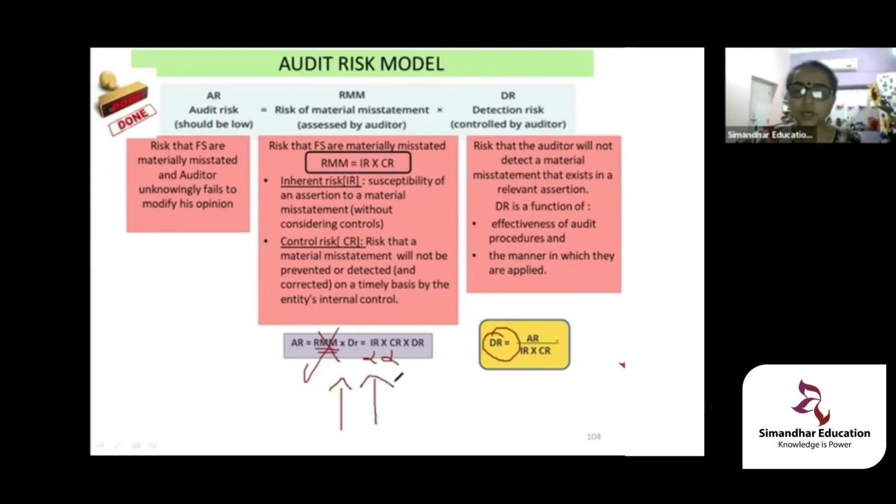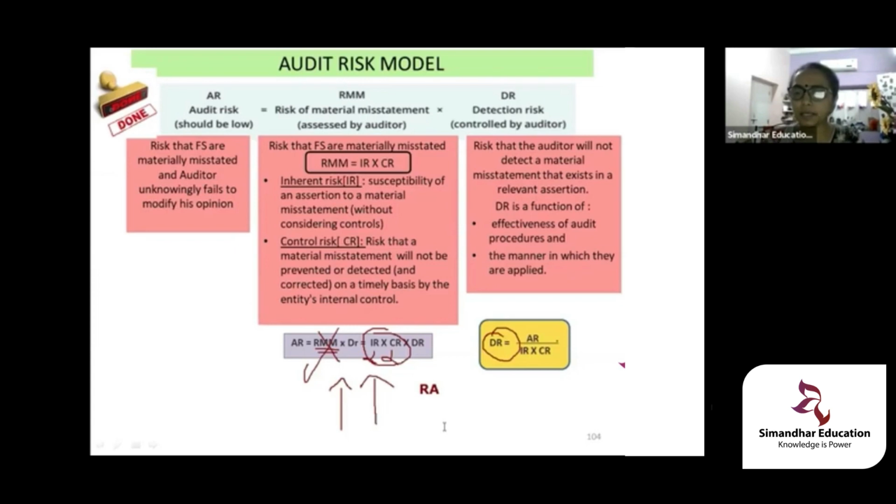Now, if the auditor finds out that inherent risk and control risk are high, first tell me guys, how does he find out about inherent risk and control risk? How does he know? What is the procedure through which he finds out inherent risk and control risk? Risk assessment, guys. The auditor does risk assessment at the initial stages.